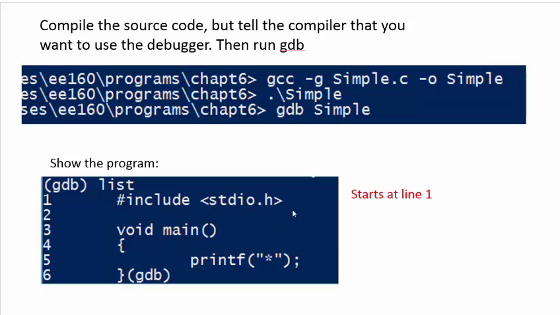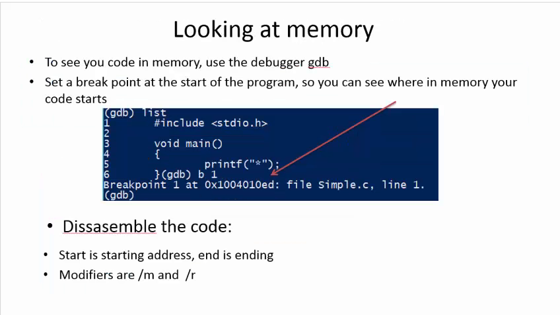In case that was hard to see, I did a clip of it and put it back in the PowerPoint. Notice that after I do a list, I can see that the code starts at line 1. Then I did a break at line 1, and I was able to see where in memory my program is going to sit. Line 1 is going to be sitting at this address.